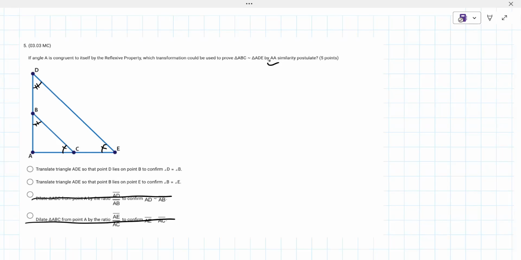So if you do translate the triangle, does B go with B or does B go with E? D would go with B. Yes. All right, so this is another one. Also, we're gonna end up redoing number 9 and 10 too, because those are different questions.